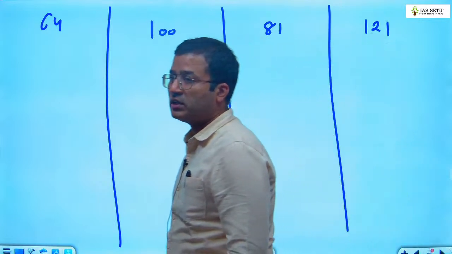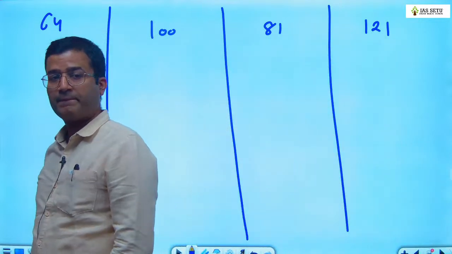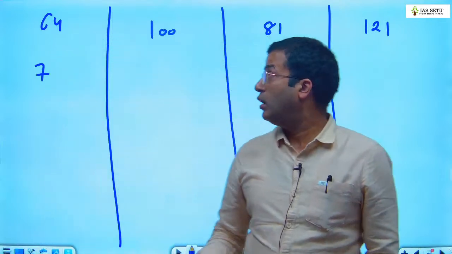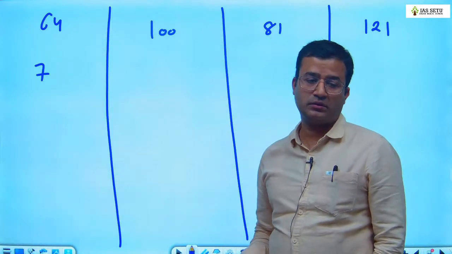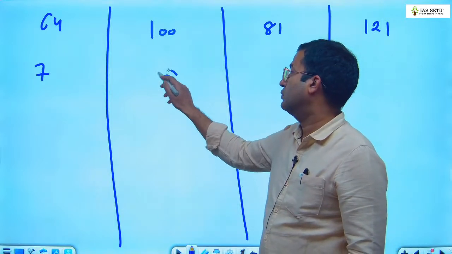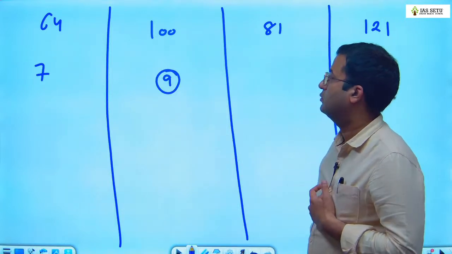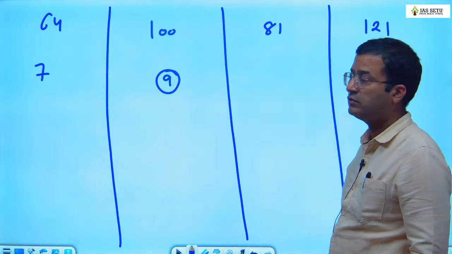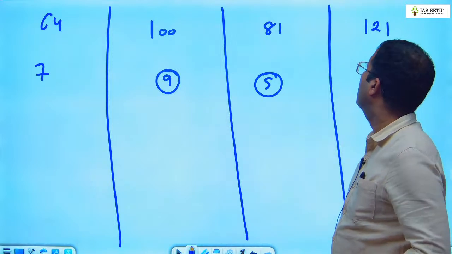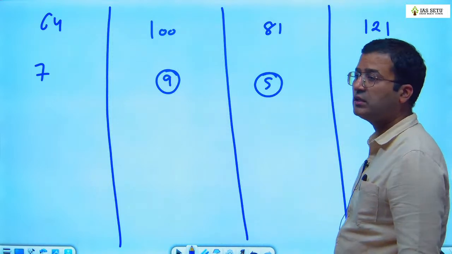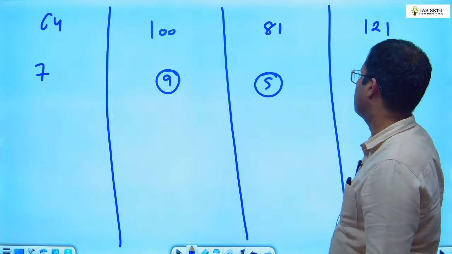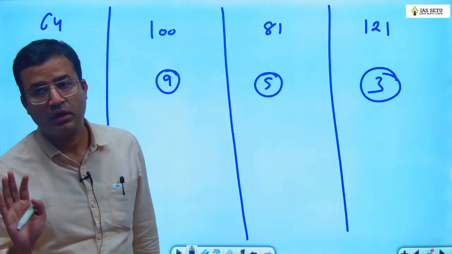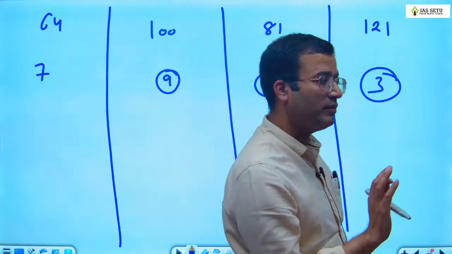64 has how many factors? 100 has how many factors? 81 has how many factors? 121 has how many factors? Okay, and all these are perfect square numbers. So the number of factors in a perfect square number are always odd.